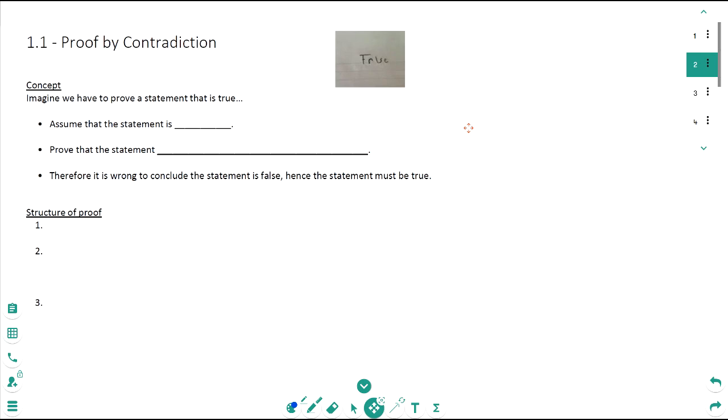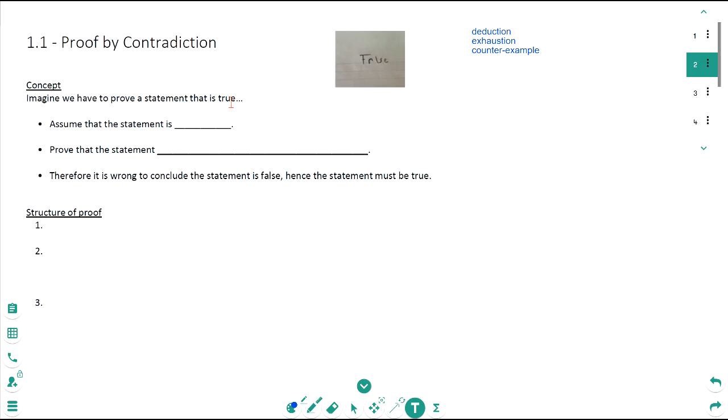Right, so proof by contradiction. What is it? First we have to explain what the concept is. Now in year 1, you learned some proof techniques: proof by deduction, proof by exhaustion, which is doing it one by one, and proof by counterexample. Now these are very simple ones. And if you do further maths, there's also proof by induction. In terms of level, these are the basic ones.